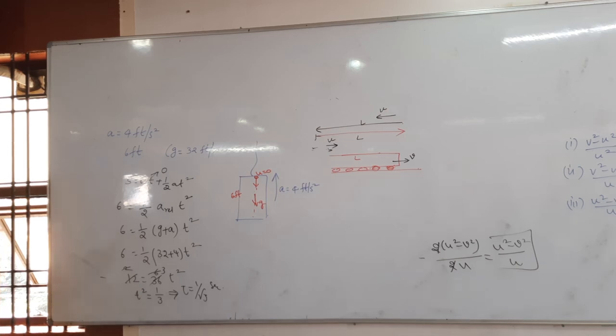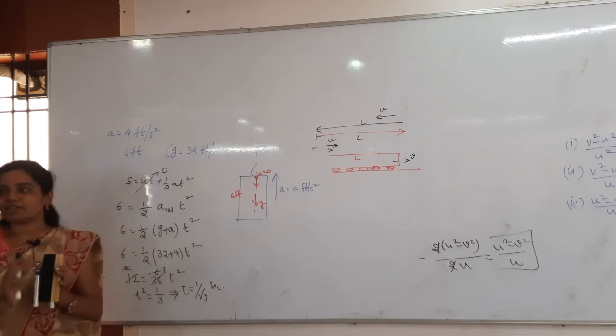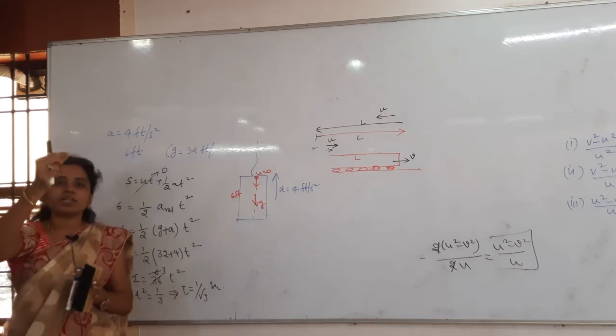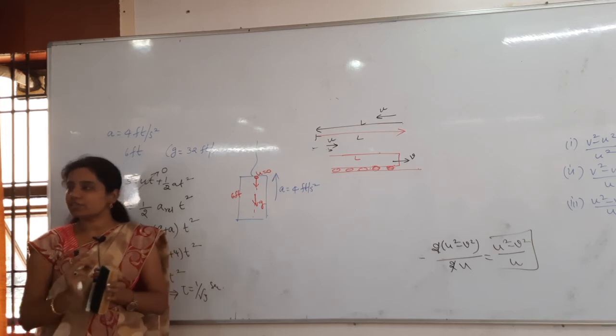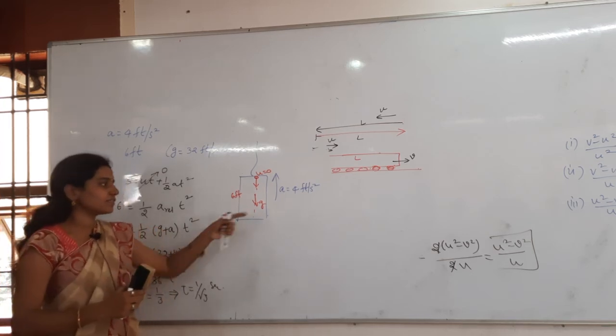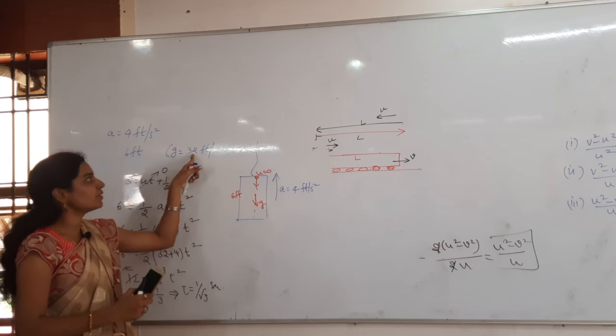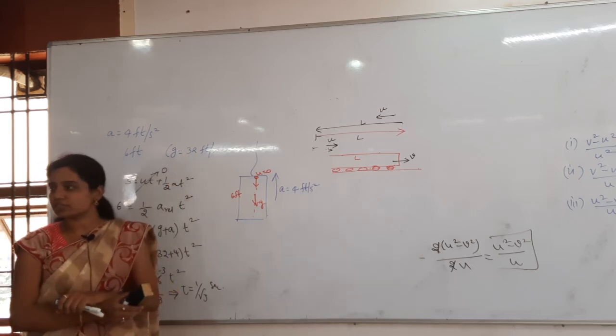Understand it clearly? So they have given two accelerations. In the problem directly they have given only one acceleration. But whenever the body is falling freely, it is moving under what? It is moving under gravity only. What is the gravity value for us? G. What have they given for g in the problem? 32 feet per second square.